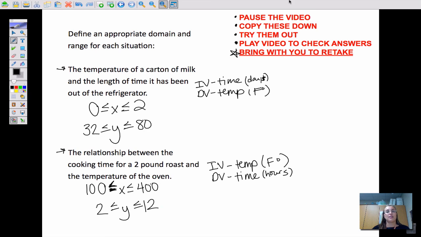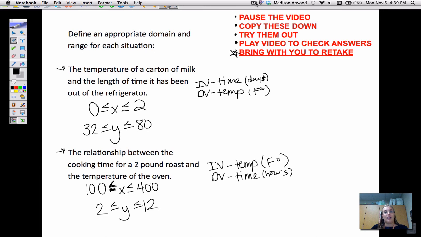Okay, so make sure you ask any questions that you have before you come to class or before you're ready to do your retake, and bring this sheet with you when you're going to do that retake.